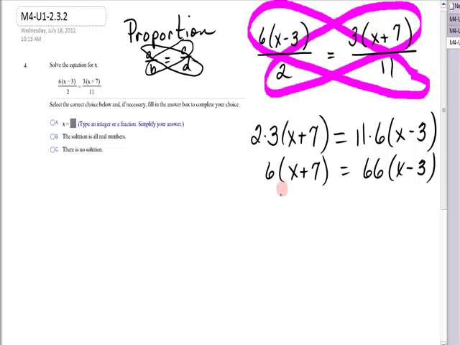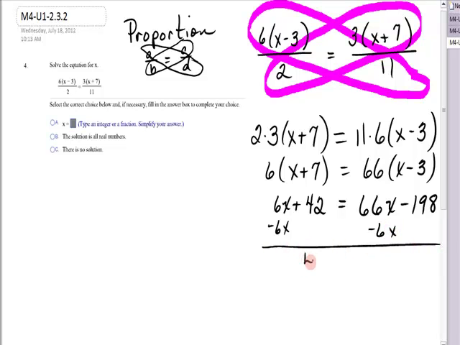Let's use the distributive property on the left for 6x plus 42 is equal to, on the right, 66x minus, let's see if I can multiply that, 18, carry the 1. I hope it's 198. I have variables on both sides. I'm going to subtract 6x from both sides. I have 42 is equal to 60x minus 198.